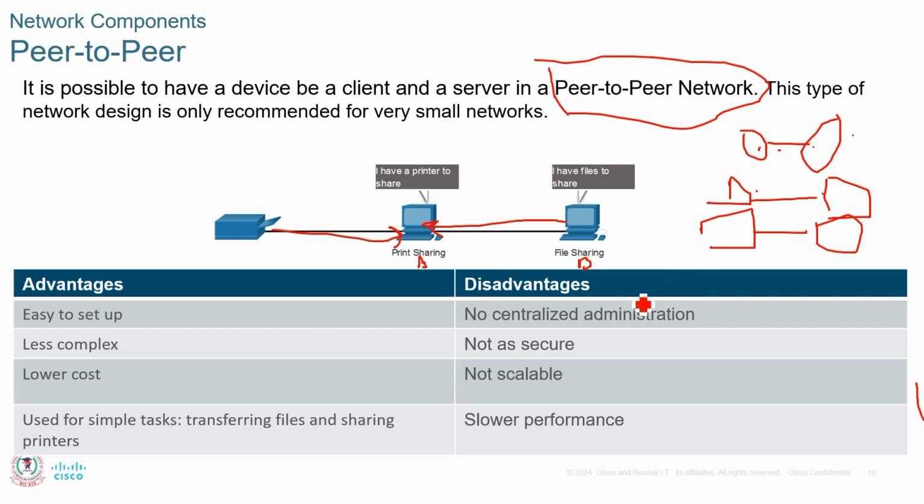The disadvantage is that there's no centralized administration. You see, for this man to access this server or this printer, he must pass through another node, and there's no security, no scalability. It's not scalable. Slow performance. You see, so that is a peer-to-peer network component.